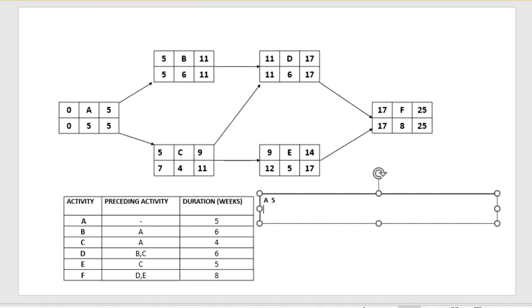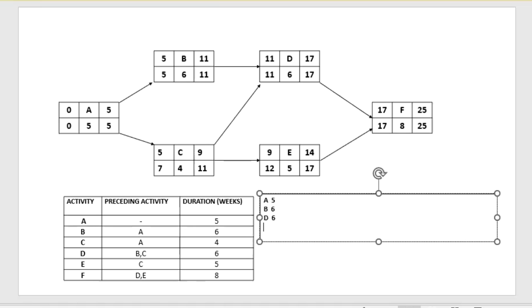The duration for B is 6 weeks, right? Duration for D is 6 weeks as well. For F is 8 weeks, right? So how many weeks will we get for that? 5 plus 6 plus 6 plus 8, that's 25 weeks, right? So we're saying that's 25 weeks.